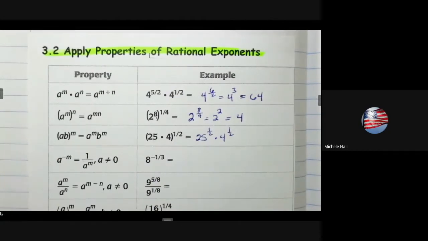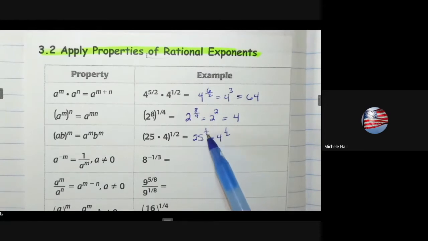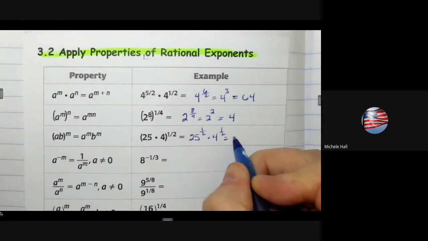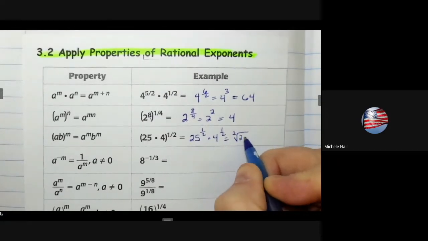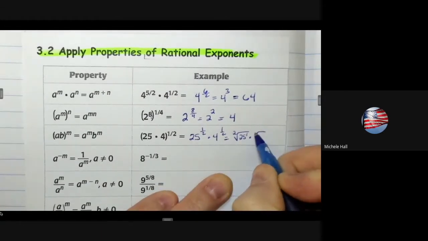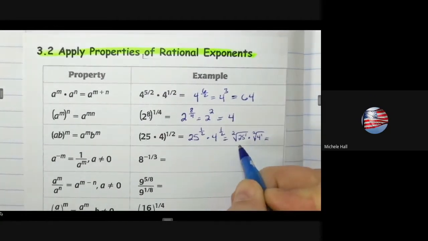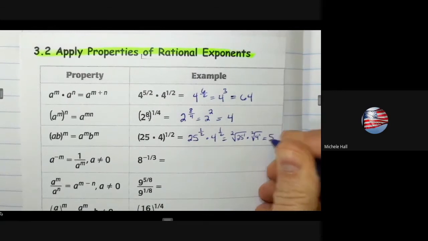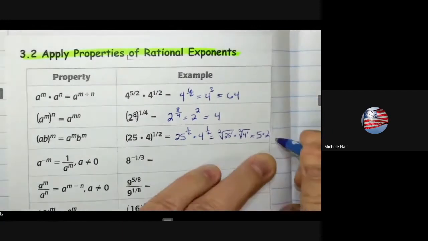Here we can change our exponents into radical form. A half is known as the square root. The 1 stays with the 25, and 2 is the index number. So that would be the square root of 25 to the 1 power times the square root of 4 to the 1 power. The square root of 25 is 5 times the square root of 4 is 2, and this equals 10.